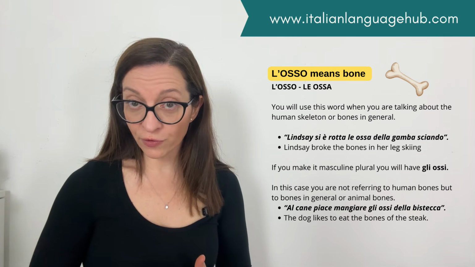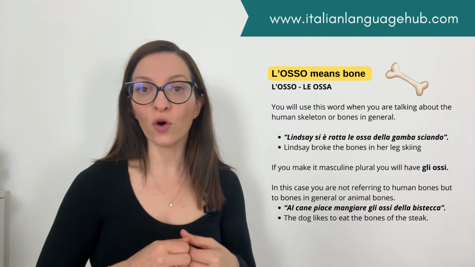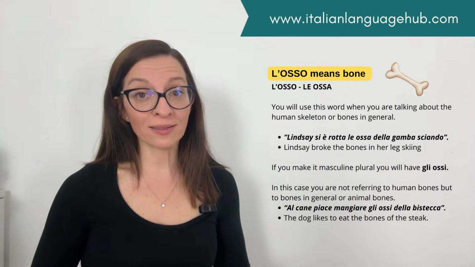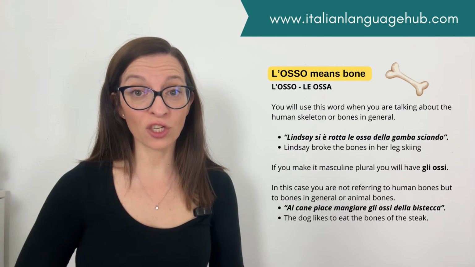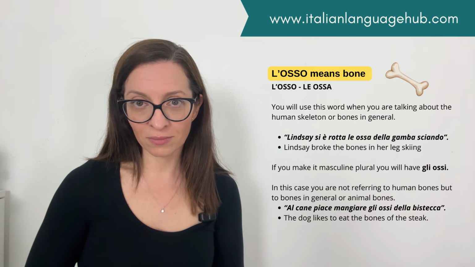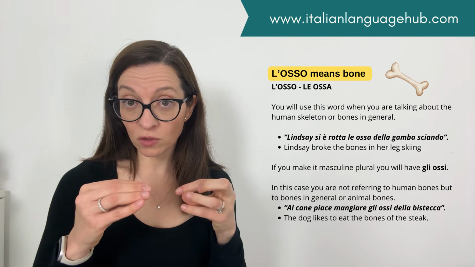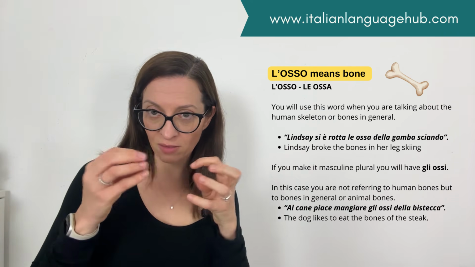In this case, you're not referring to human bones, but you're referring to bones in general, okay? Or to animal bones. For example, al cane piace mangiare gli ossi della bistecca. So the dog likes to eat the bones of the steak, like the remaining part of the steak.